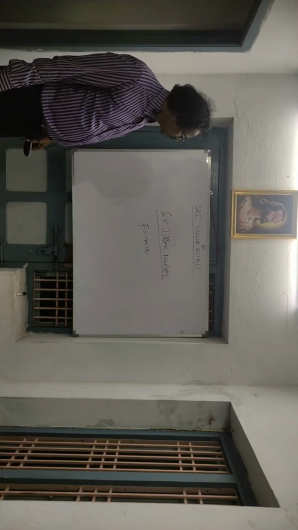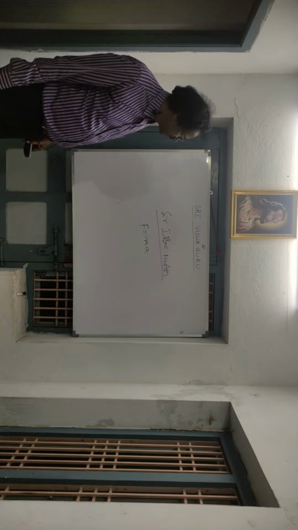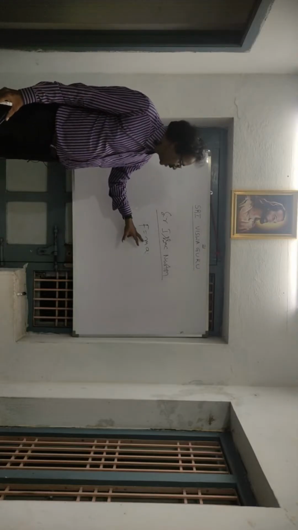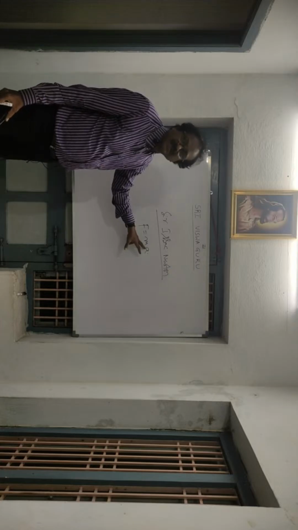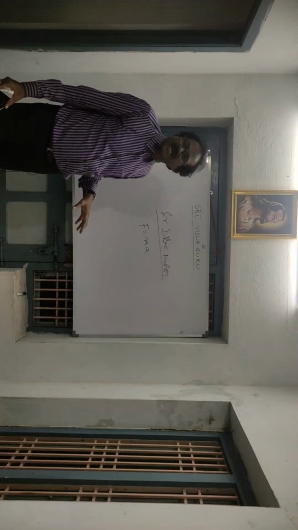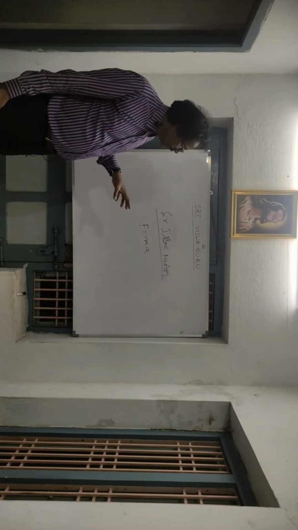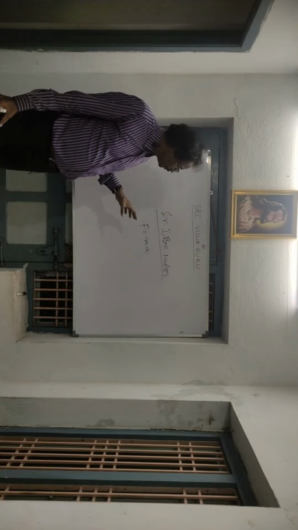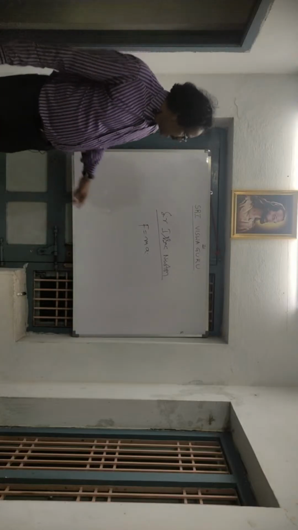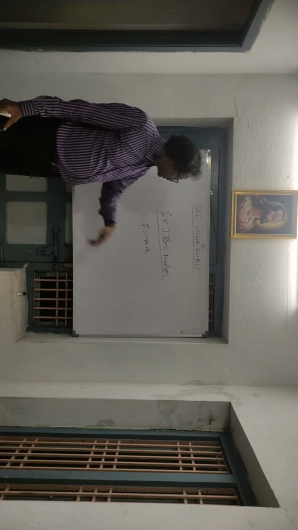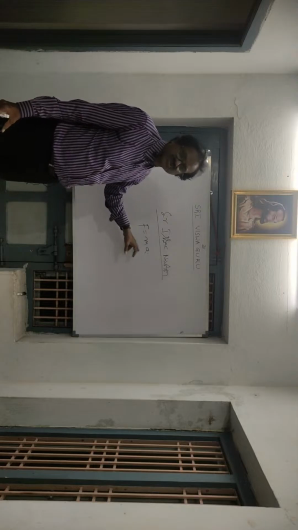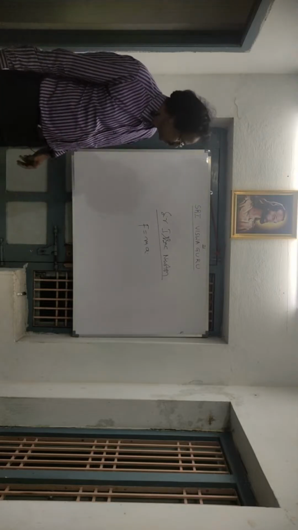When a force is applied on an object, it is equal to the mass times the acceleration. The force on the object is equivalent to its mass times its acceleration. That is, force is equal to mass into acceleration, F = ma.